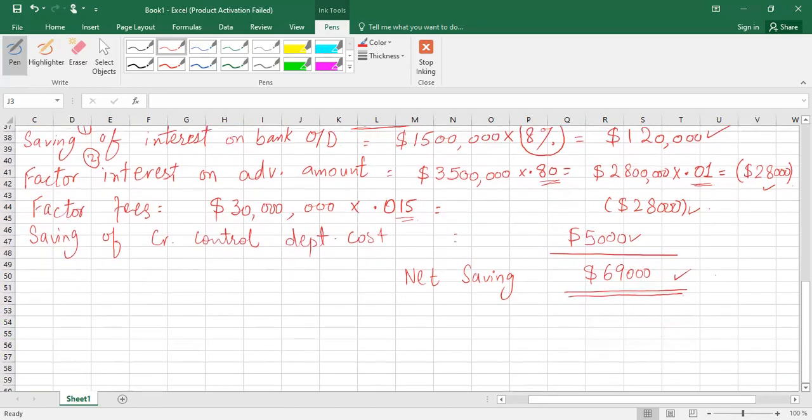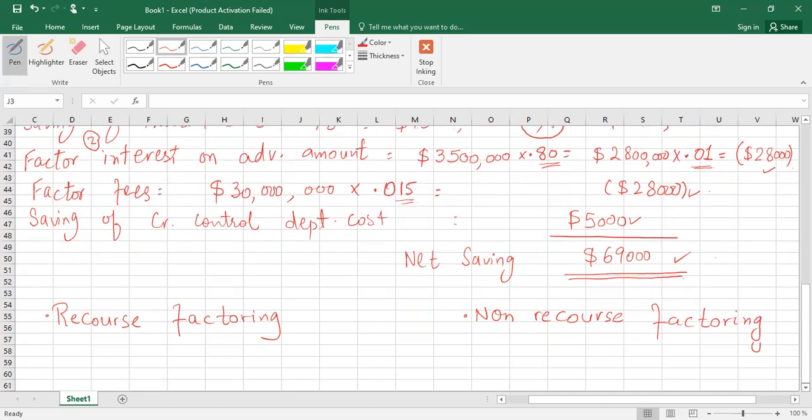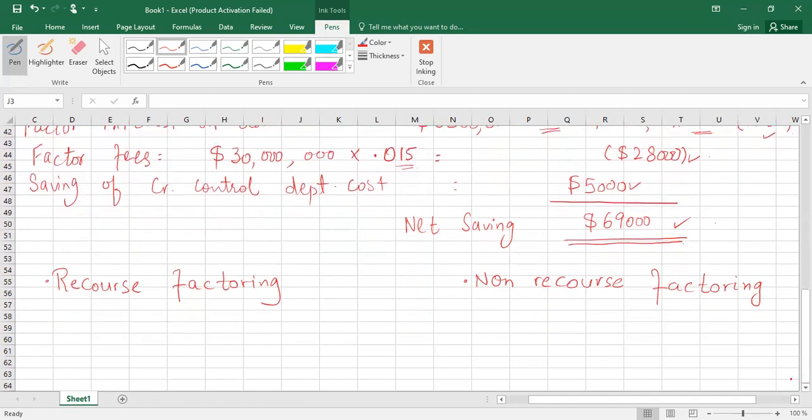Now in factoring, there are two types. One is called recourse factoring and the other one is called non-recourse factoring. Now it deals with what? Basically, recourse and non-recourse factoring deals with bad debt.